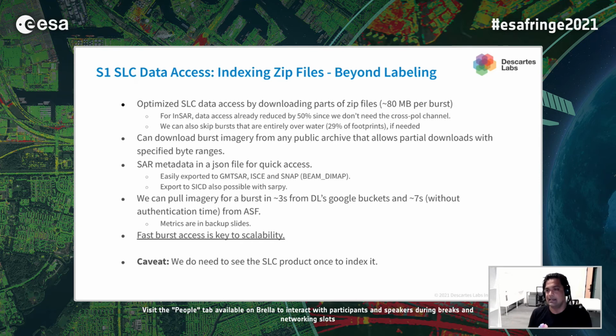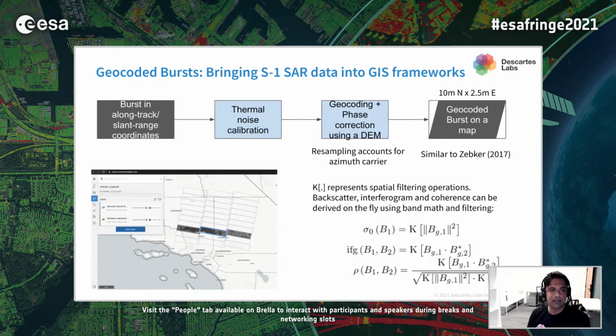This fast burst access is the key to scalability. And the one caveat is we do need to see the SLC product once, because we need to know the exact byte ranges in the zip files for each burst. That was one aspect of it. That aspect is key to scaling any processing with Sentinel-1, PS, SBAS, any pipelines. We at Descartes Labs run global change detection models. So there were 2 products that were identified. One was backscatter and coherence, and we wanted to think of ways of really speeding this up.